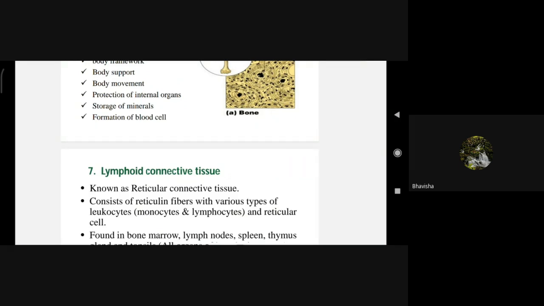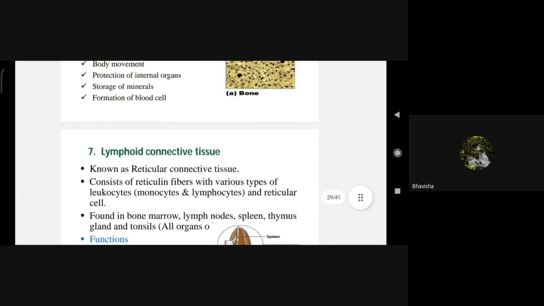Formation of blood cells. Obviously, this is an important question. Our blood cells are formed from bones only. Bones should be much stronger in our body. So do you know, if anybody knows, please answer me: from which part of bone are blood cells formed? Marrow. Yes, very good. Bone marrow forms our blood cells.